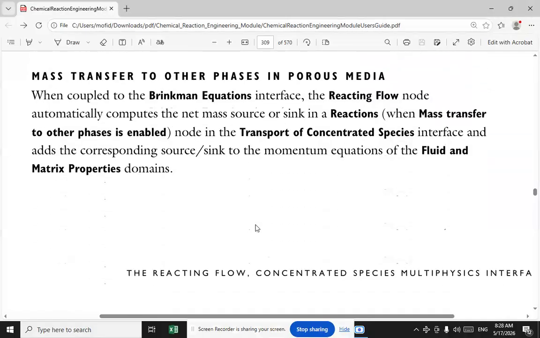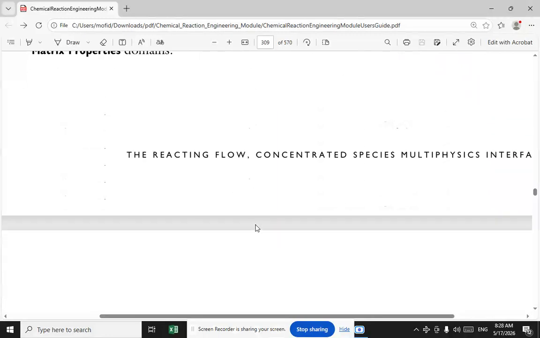Mass transfer to other phases in porous media: when coupled to the Brinkman equations interface, the reacting fluid node automatically computes the net mass source or sink in a reaction when mass transfer to other phases is enabled in the transport of concentrated species interface, and adds the corresponding source or sink to the momentum equations of the fluid and matrix properties domains.